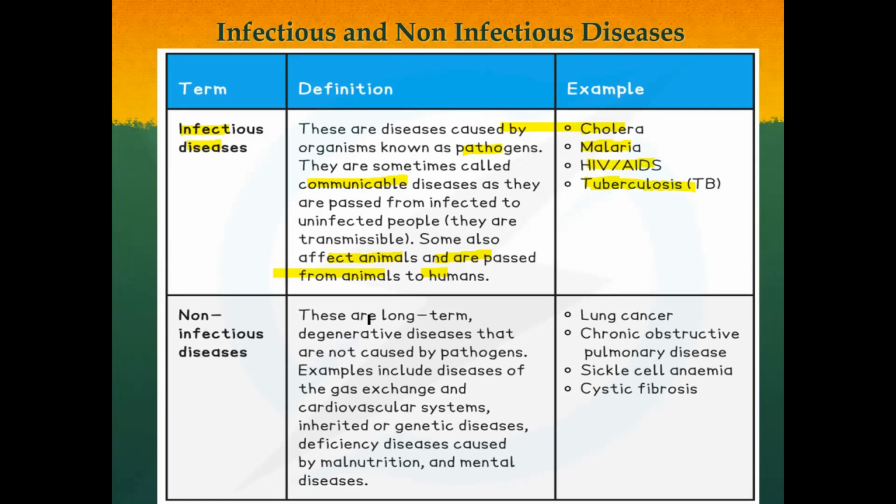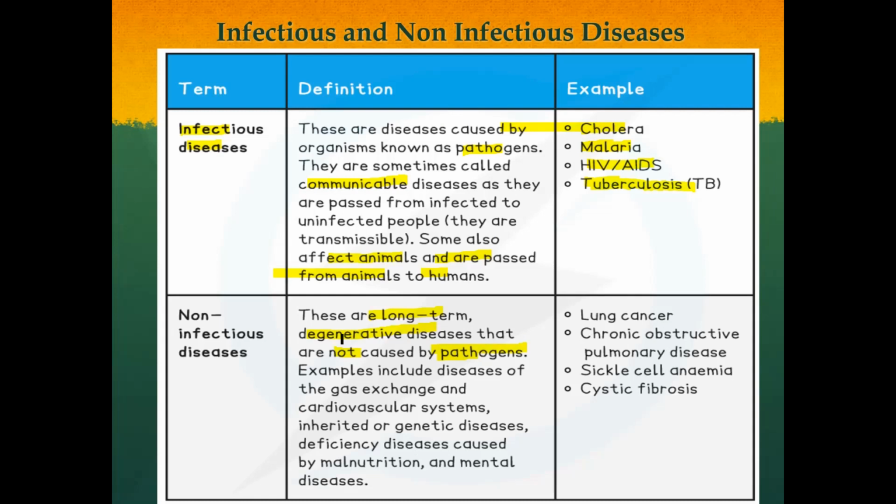Non-infectious diseases are the long-term degenerative diseases that are not caused by pathogens. These can be, let's say, some diseases of the gas exchange system. For example, chronic obstructive pulmonary disease, emphysema, and chronic bronchitis, as we just discussed in the last chapter.